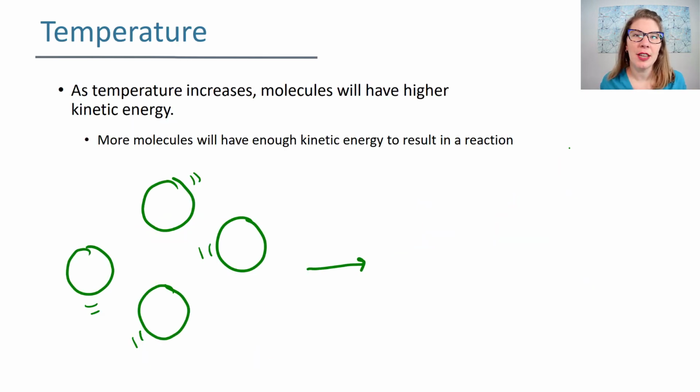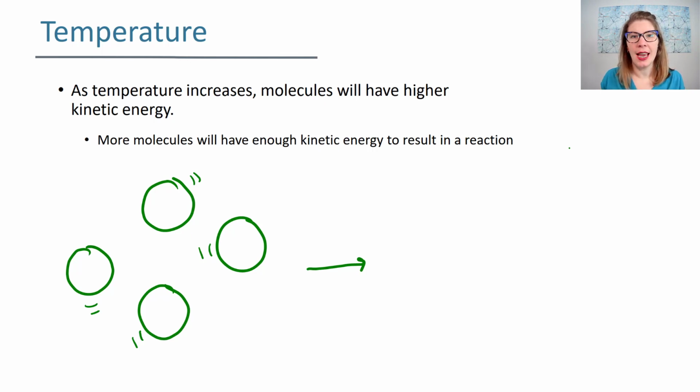Let's consider how temperature can impact the rate. As temperature increases, molecules are going to have a higher kinetic energy. And if we're looking at a reaction where molecules collide in order for that reaction to happen, imagine these molecules that are moving have to come and hit one another. When they hit each other, they have to overcome that energy of activation in order for that reaction to happen.